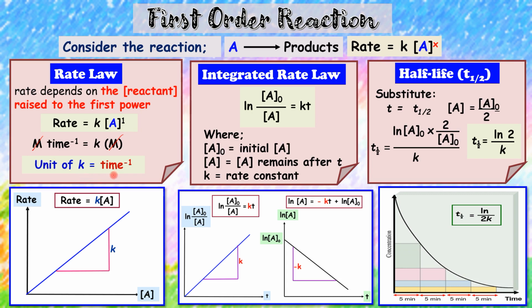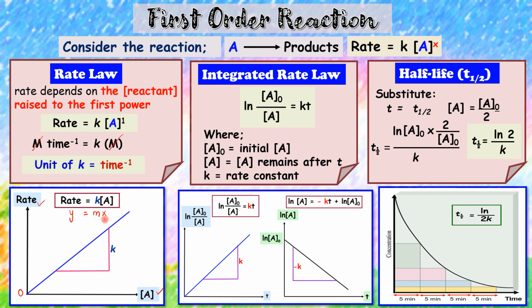Right, so when we draw a graph of rate versus concentration of A, we get a straight line graph starting from the origin. Why? Because rate is the y-axis, K is the gradient, the rate constant is the gradient, and concentration A is the x. So the graph here is y equals mx.